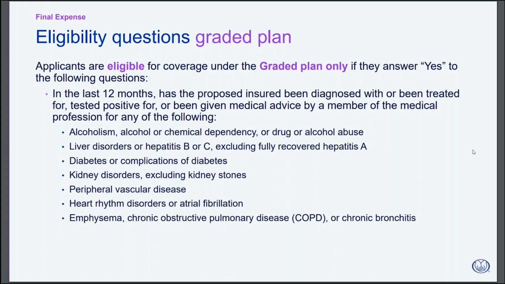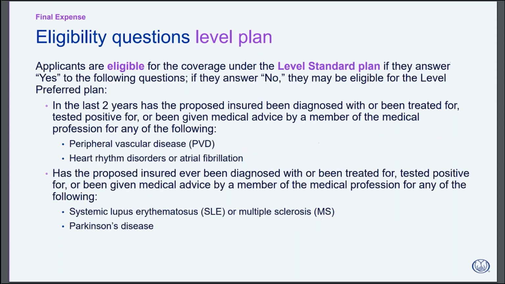So in the last 12 months, has the proposed insured been diagnosed with, treated for, tested positive for, or given medical advice by a member of the medical profession for any of the following? Alcoholism, liver disorder, diabetes, kidney disorder, vascular disease, heart rhythm, emphysema, COPD. Some of those things that we hear a lot, right? If yes, they may not be eligible for the level preferred plan.